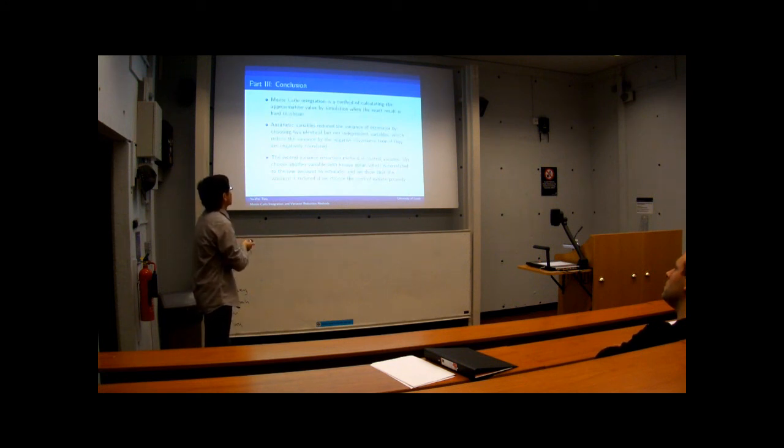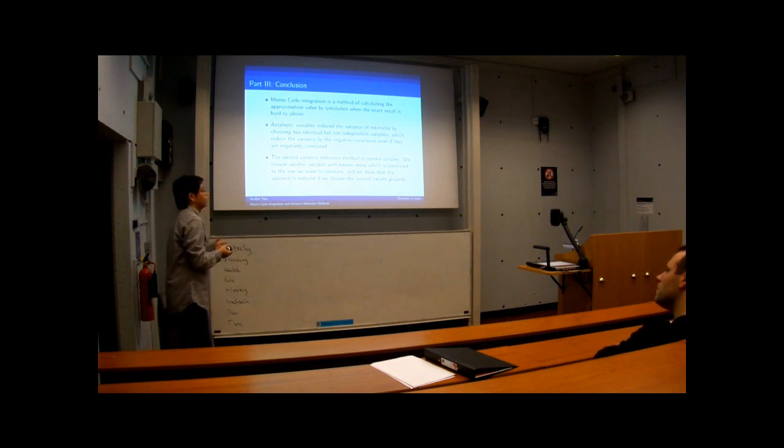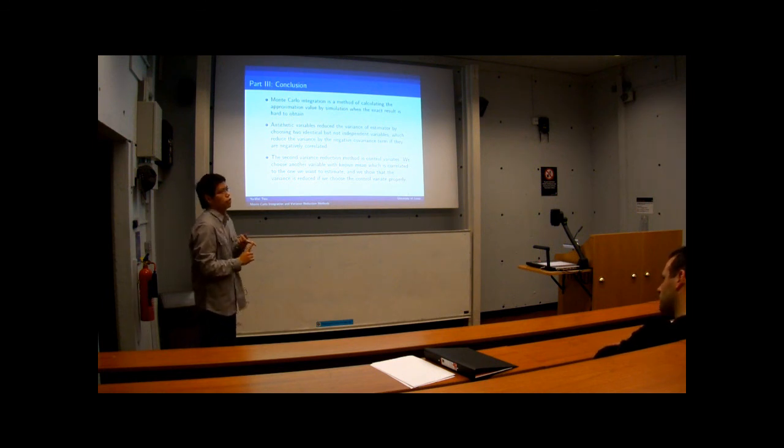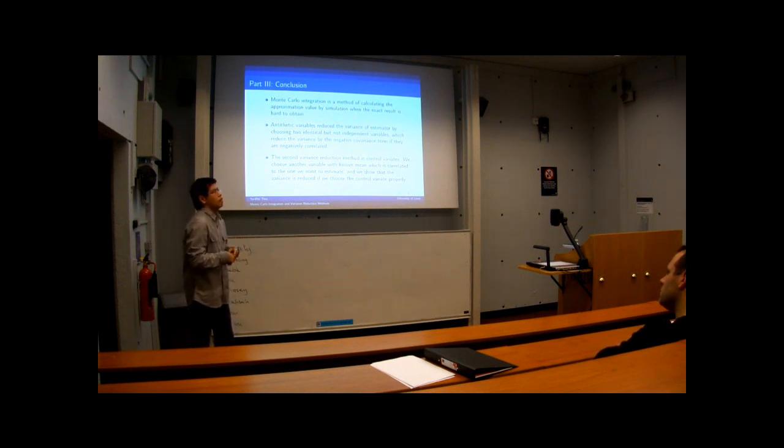And finally is the conclusion. I introduced Monte Carlo integration, a method of calculating the integral if the integral is hard to obtain. And there are two variance reduction methods. The first one is antithetic variables, and the second one is control variate. The examples show that if we choose the variable properly, we can get a large amount of variance reduction compared to plain Monte Carlo.